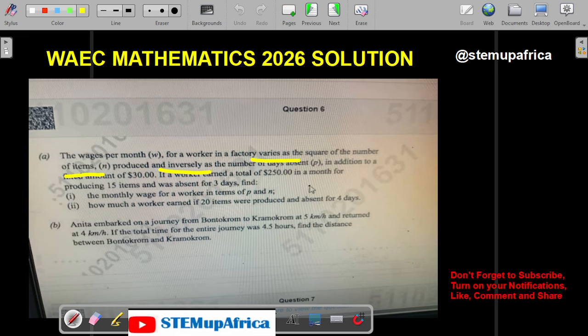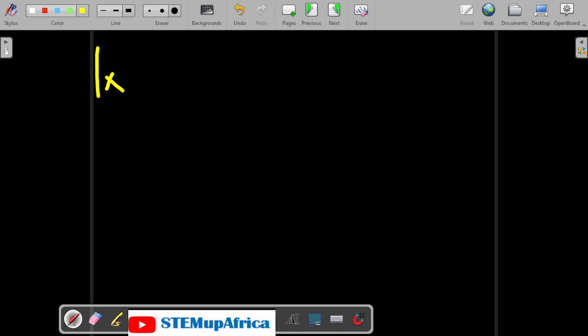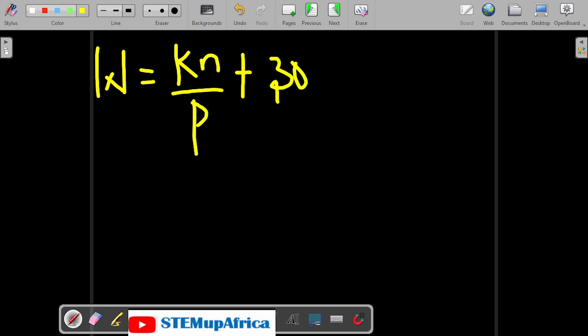But don't forget, they made a statement there: in addition to a fixed amount of $30. So how do we include that $30 in the variation? Whatever happens, $30 is always fixed. So that means I'm going to have W is equal to KN over P plus the $30. So this is our original equation. I call it equation star.